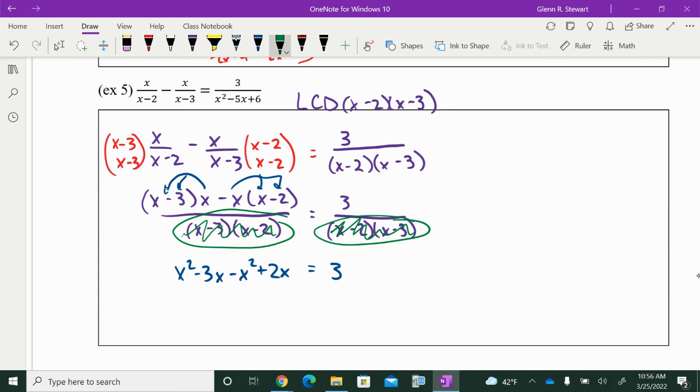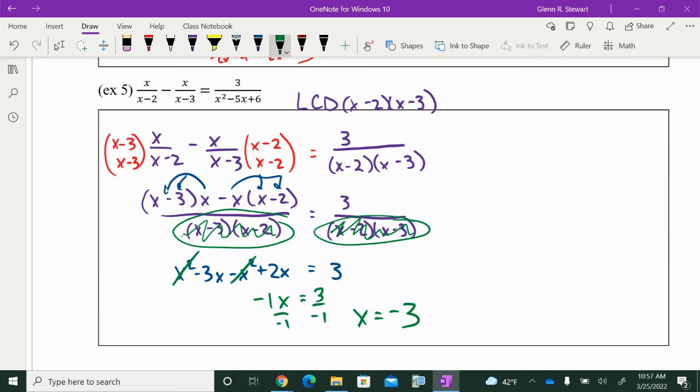So let's simplify this. I've got an x squared minus an x squared. See ya. Those are gone. And then I've got -3x and 2x, which is going to give me -1x equal to 3. I divide by -1, and I get x is equal to -3. I'm done, right? Wrong answer.